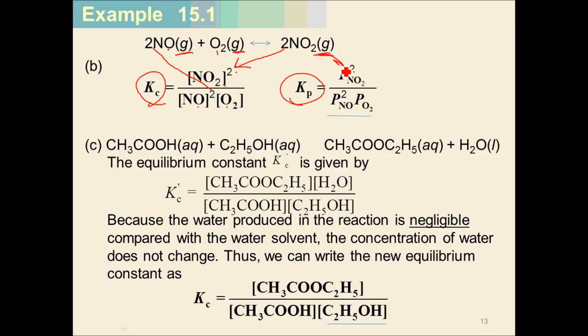Kp, how do we do that? Take the pressure of our product raised to the power of its coefficient divided by the pressure of the reactants raised to the power of their coefficients.